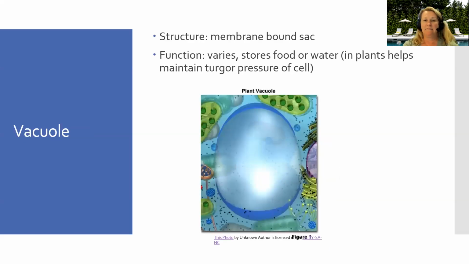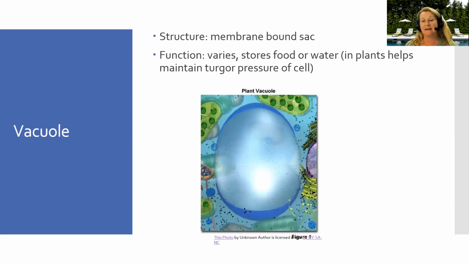Okay. And then finally, for today, we have the vacuole. And the vacuole is just a membrane bound sac. Okay. And it can store a bunch of stuff. It has a number of different storage functions. It can store food, it can store water.